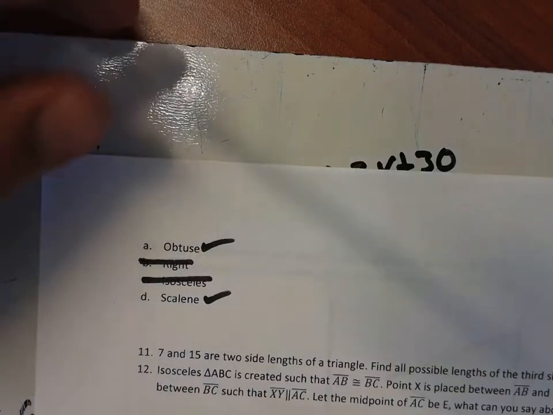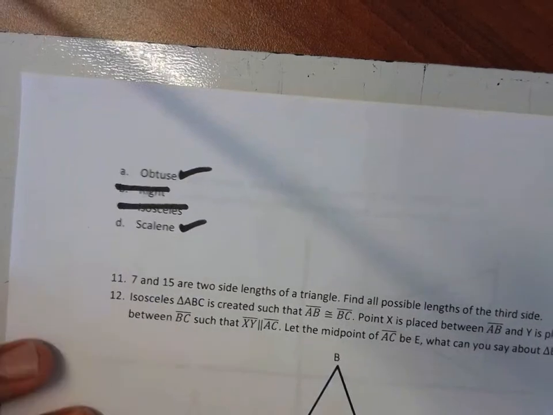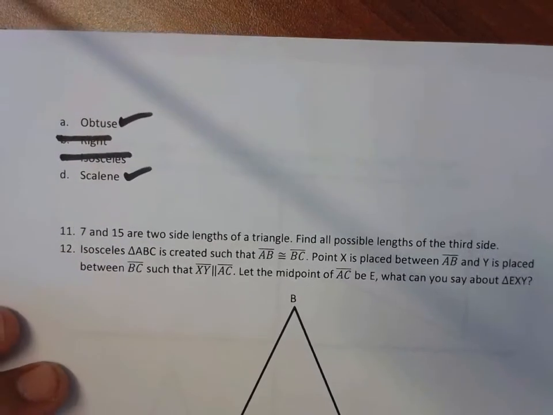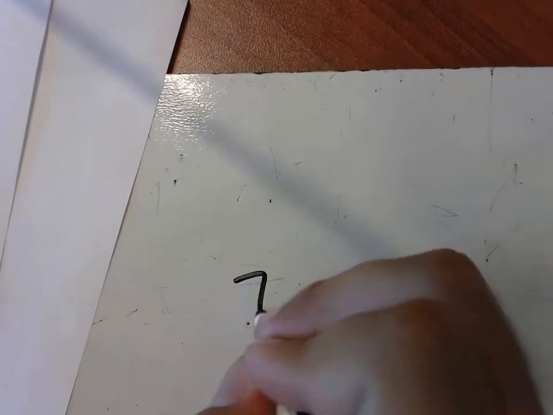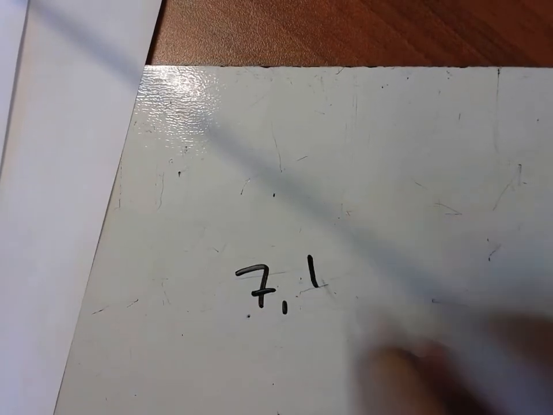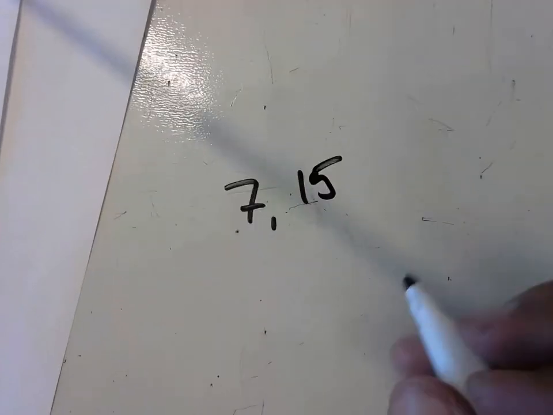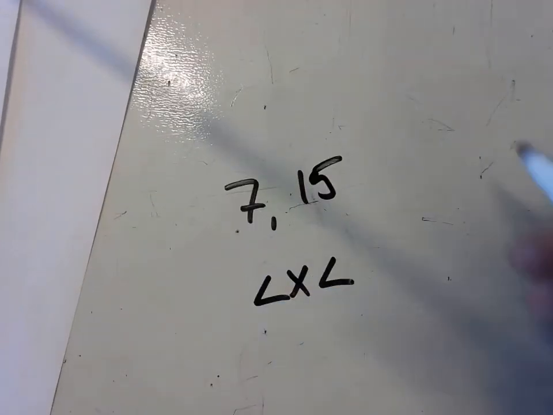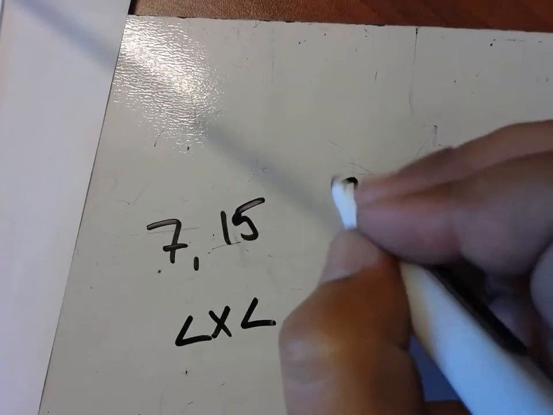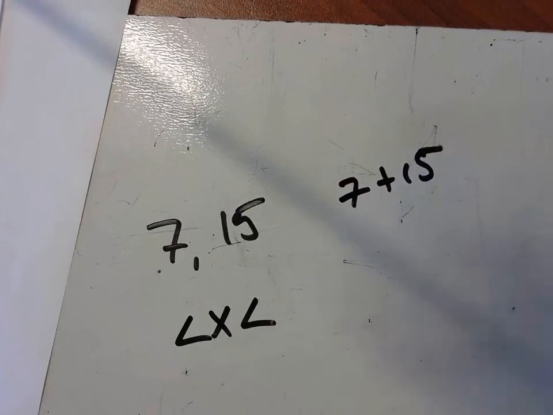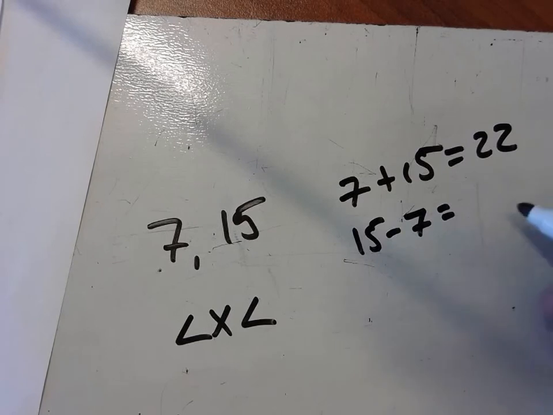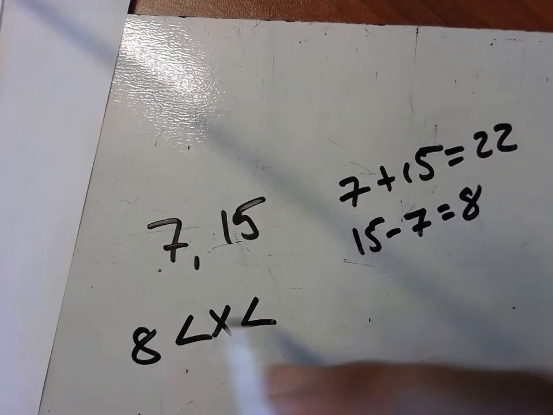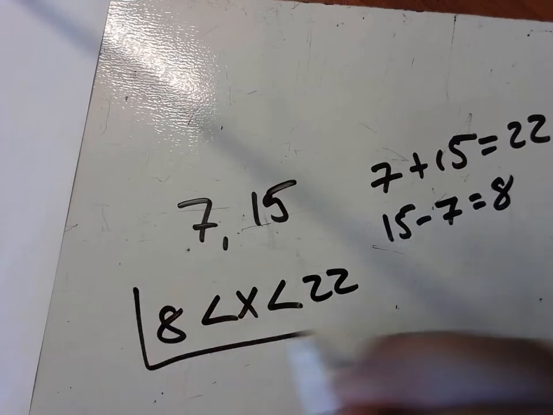Alright, number 11. 7 and 15 are two side lengths of a triangle. Find all possible side lengths of the third. Triangle inequality theorem. Any two sides of a triangle have to be bigger than the third. My two sides they gave me are 7 and 15. So to find all possibilities, you're going to have an inequality. You're first going to take 7 and add it to 15, which gives you 22. Then you're going to take 7 and subtract it from 15, which gives you 8. So all possibilities right here.